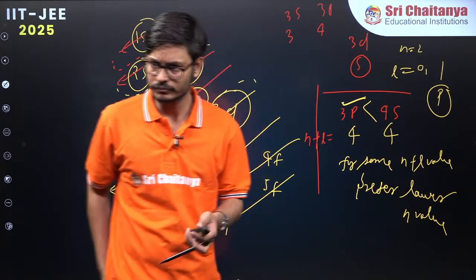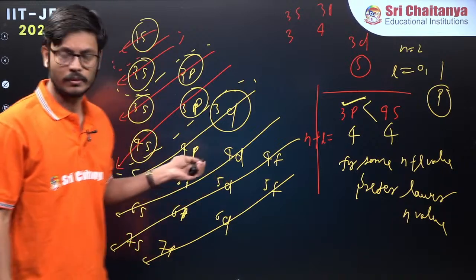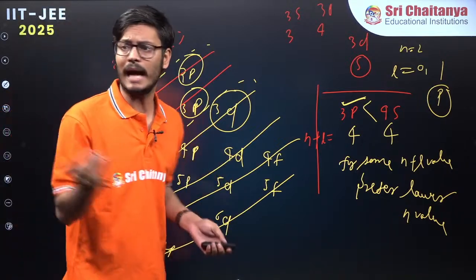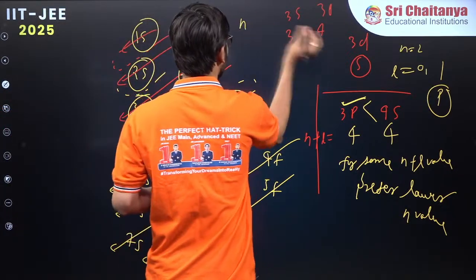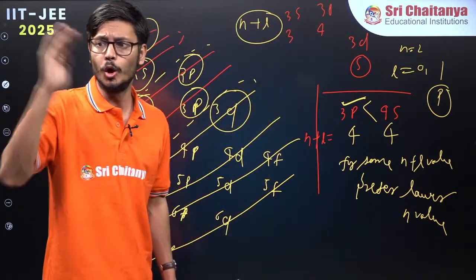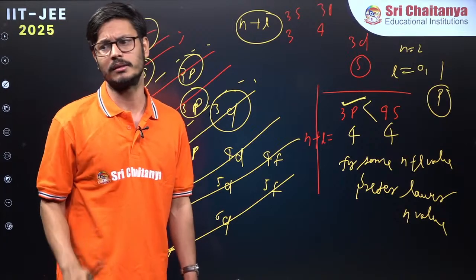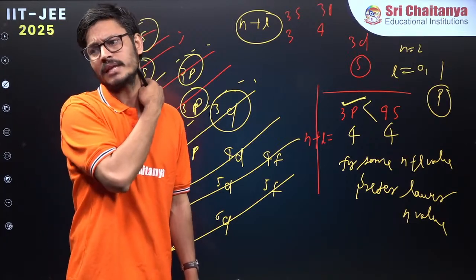Okay. Very good. Now, n plus l means we are adding. n means principal quantum number, l means azimuthal quantum number. You add those values: lower n plus l value, lower energy. That's all. Lower n plus l value, lower energy.